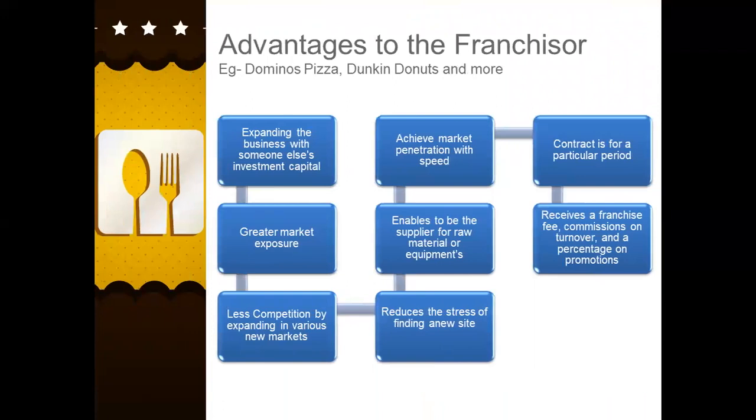Now let's understand what a franchisor is going to receive. A franchisor is going to expand business with someone else's investment capital, because here the franchisee is putting in money and the franchisor is giving them everything ready-made in terms of SOPs, menus and promotional support, and they're going to expand the business. Greater market exposure. Domino's Pizza entered India because obviously they knew that the market had that kind of potential. Less competition by expanding in various new markets. It achieves market penetration with speed.